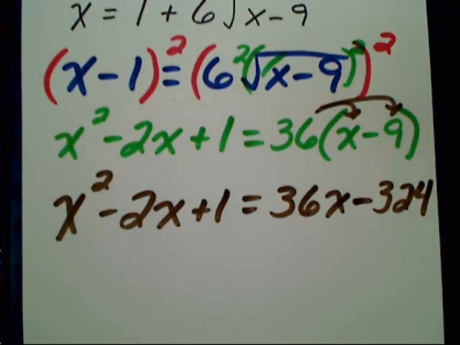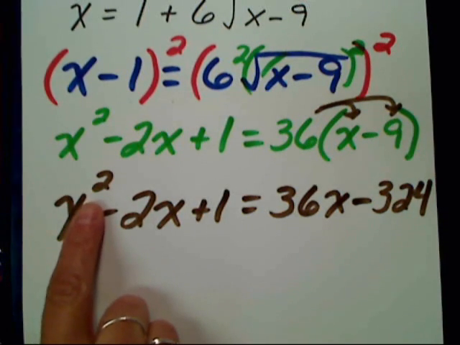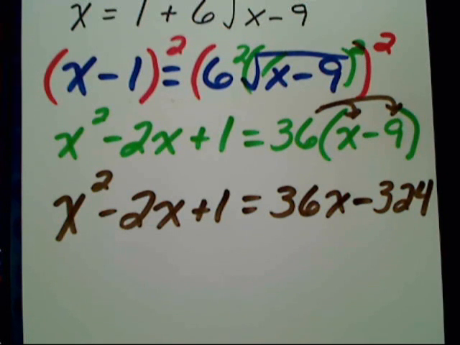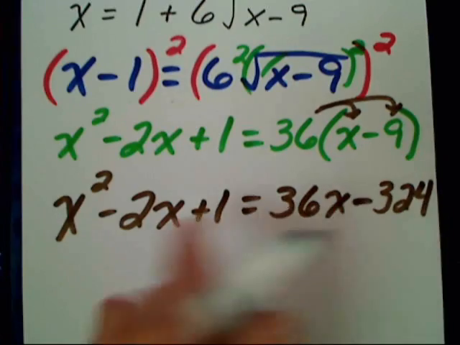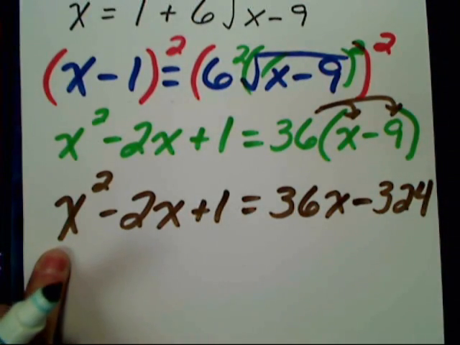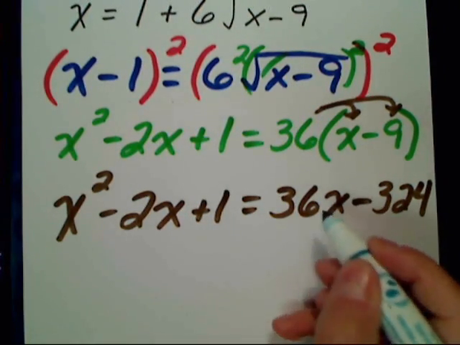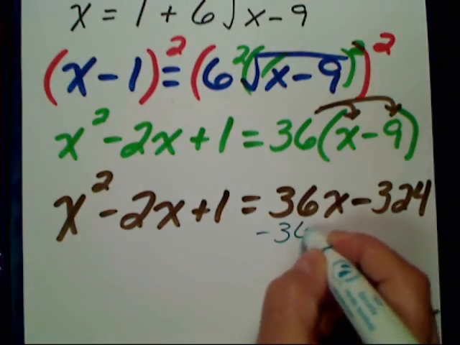324. Now, because I have an x squared, I know that I have to set my equation equal to 0. So that means I'm going to move everything onto this side because you always want to keep your x squared positive. So it's a positive 36x, so I'm going to subtract 36x.